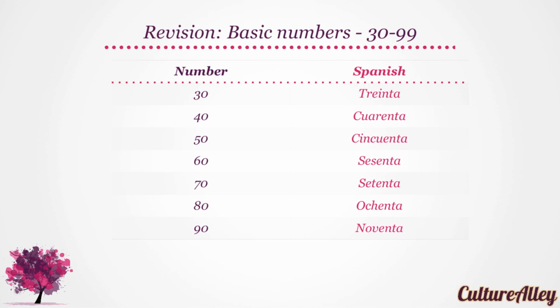Great! The numbers at tens place get translated as following. 30 translates to treinta. 40 will be cuarenta. 50 will become cincuenta. 60 is sesenta. Furthermore, 70 will be setenta. 80 is translated as ochenta. And 90 is noventa. Good!